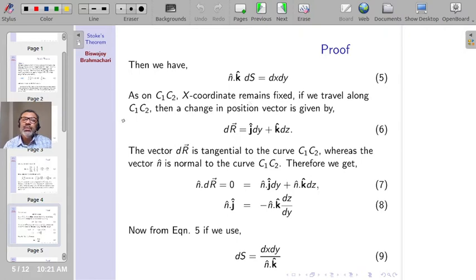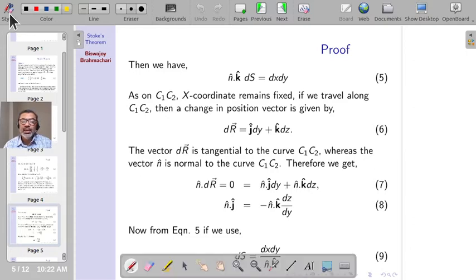If we travel along C1, C2, then the change in position vector is given by dr equal to j dy plus k dz, because the x coordinate is fixed. That means dr is j dy plus k dz, and we know that dr is tangential to the curve C1, C2, whereas n is normal to the curve C1, C2. Therefore the dot product vanishes, that is n dot dr equal to 0, equal to n dot j dy plus n dot k dz. This is a relation that we have obtained between n dot j and n dot k.